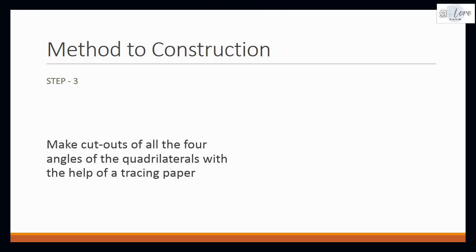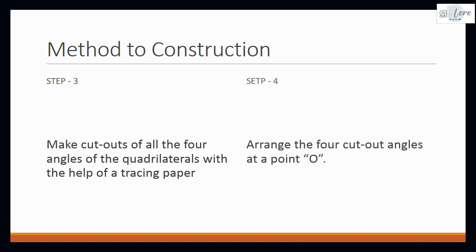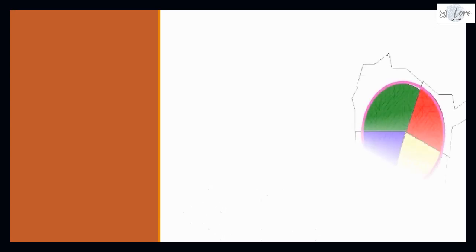Now step 3, make cutouts of all the 4 angles of the quadrilateral with the help of tracing paper. If you don't have tracing paper, you just use the lines of pencils and cut it. It's not a big deal. So please, I repeat again, don't use square and rectangular shapes. It will make you confused. Please draw a quadrilateral. That's it. Simple quadrilateral, you can draw it. Step 4 is to arrange all the 4 cut angles at the point O. So first draw a quadrilateral, name it ABCD, and just cut it and paste it.